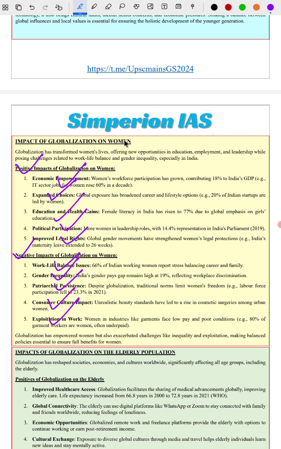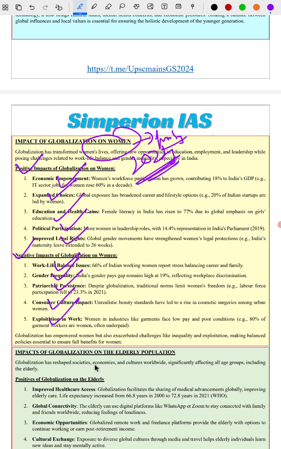See, this is one of the questions that was asked in the 2024 UPSC Mains. That is, globalization has led to the movement of skilled women to the urban areas, and what is its impact on family and marriage. I think that was the question asked in 2024.